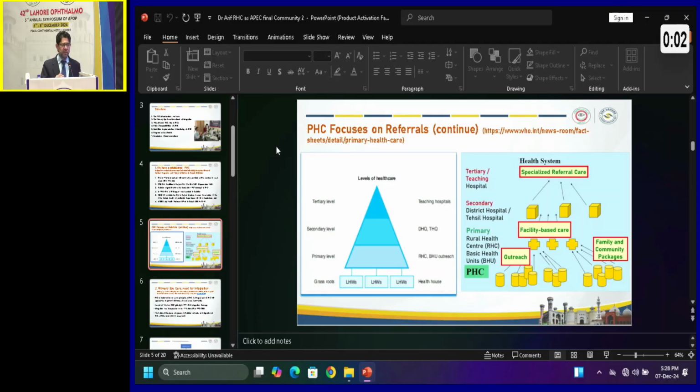So this referral is the key of primary health care, and we want to develop and establish this referral change.